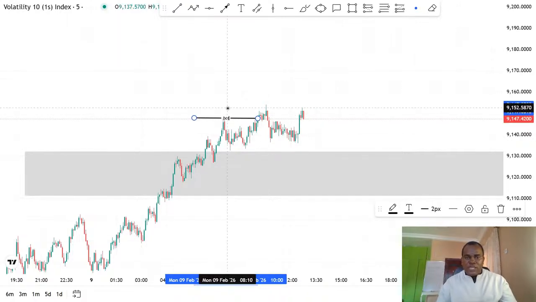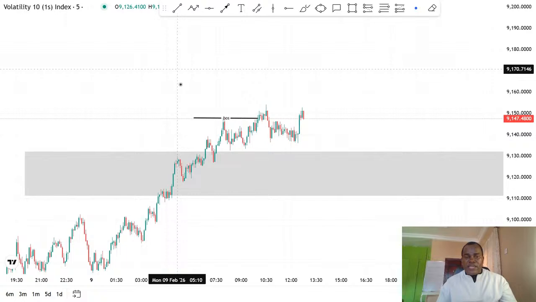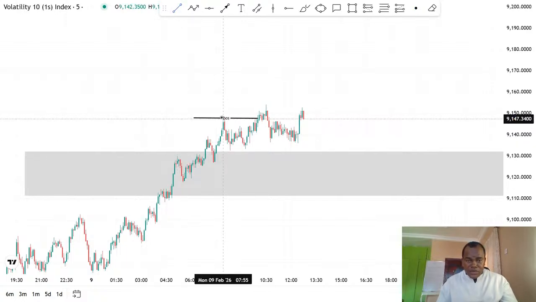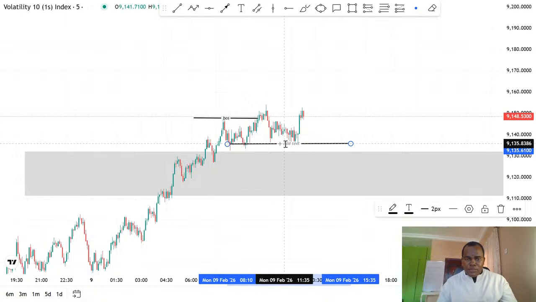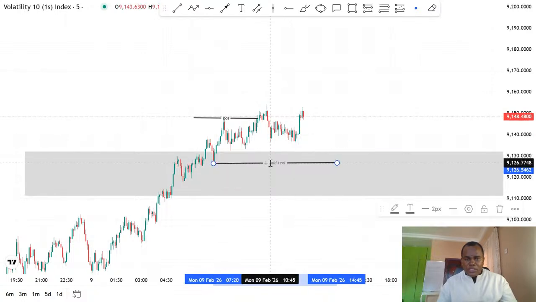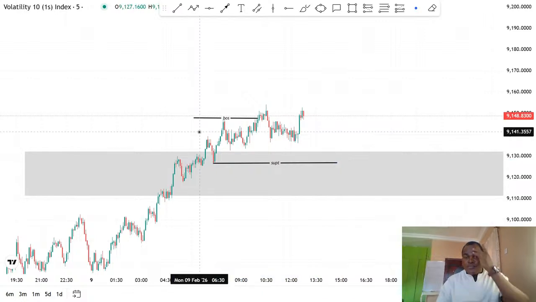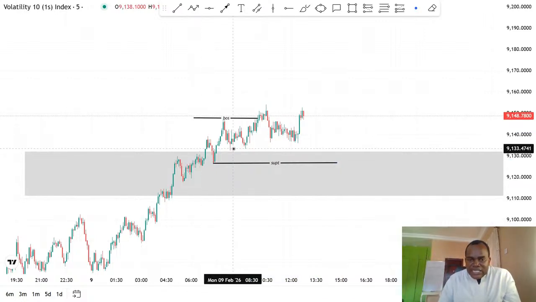A break of structure there. And then I have a support here. And then I have this support here. All right. Now, what this tells me is that price.